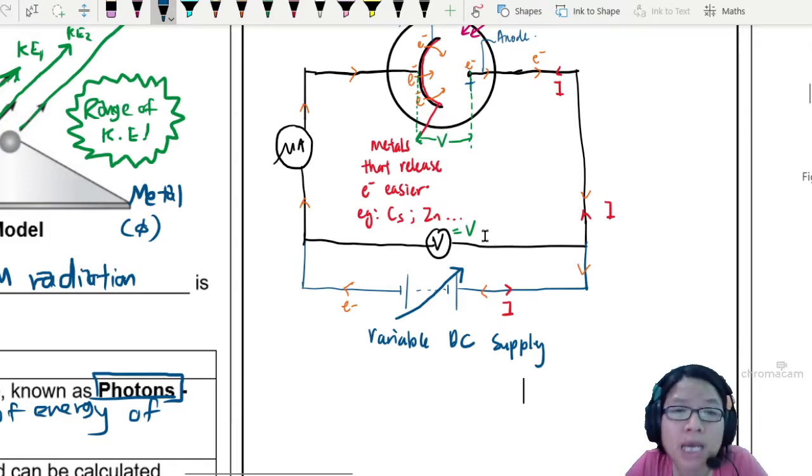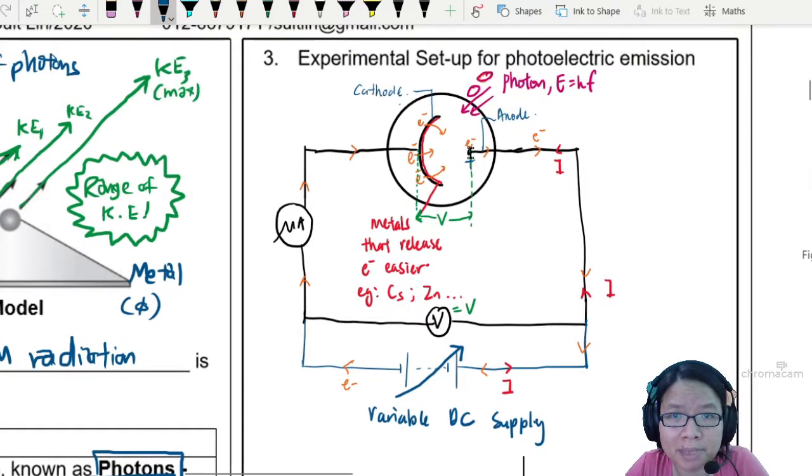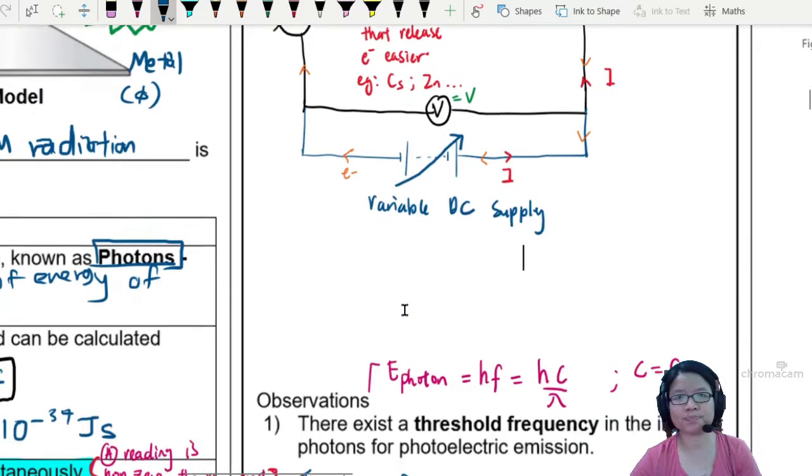Okay, so what does this mean? If, let's say, this is a positive reading, it means that the anode is positively charged. If it's negative, then the anode is negatively charged. Okay, so I'm going to put all of this inside a single graph for you.